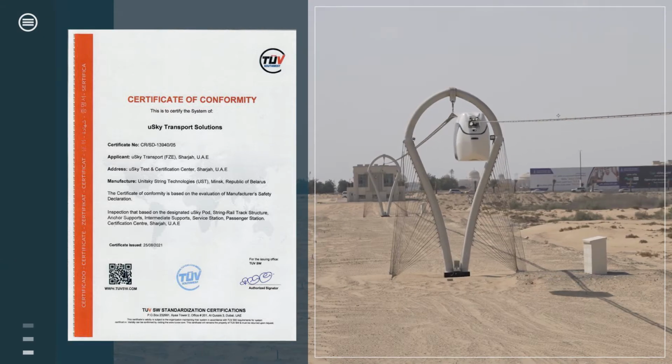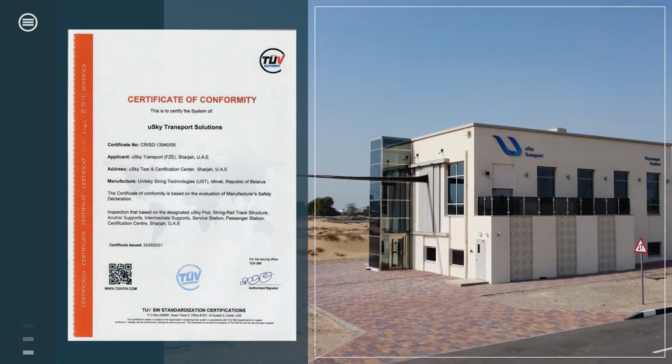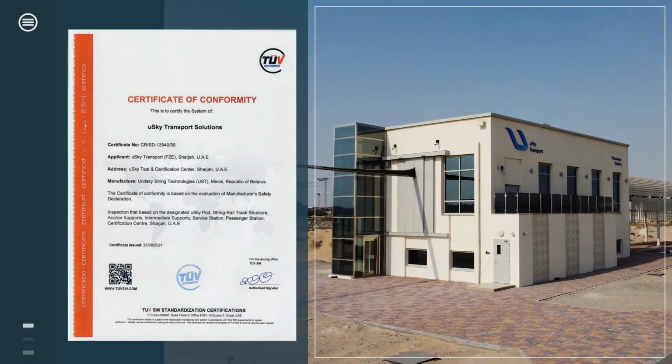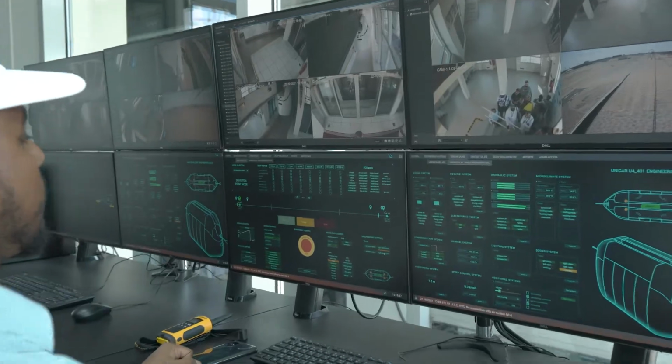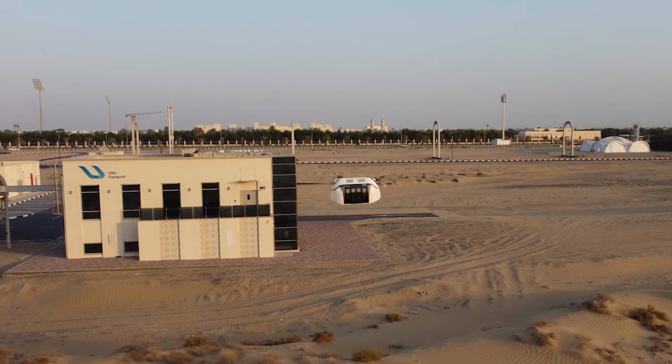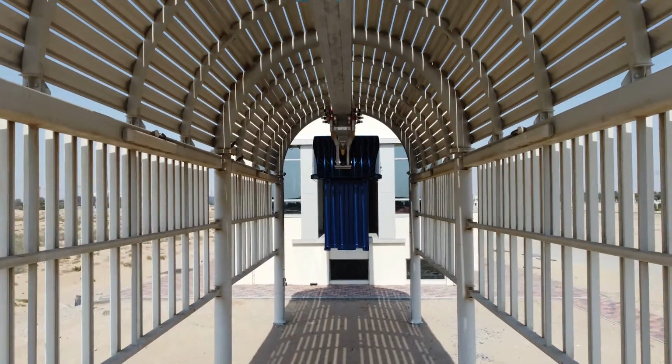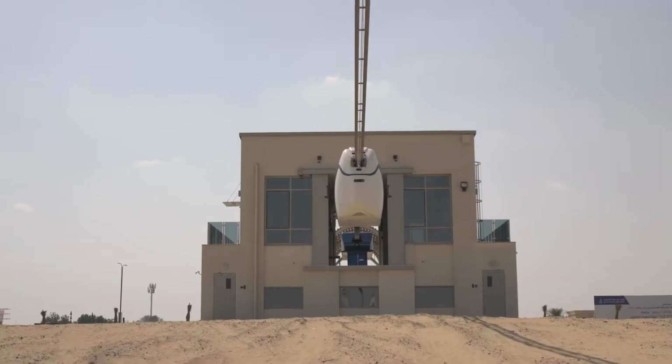Pre-stressed string rail transport overpass, U-pod, anchor supports combined with station facilities, repair shop and control room, intermediate supports, passenger stations, service station, including control room and repair shop.